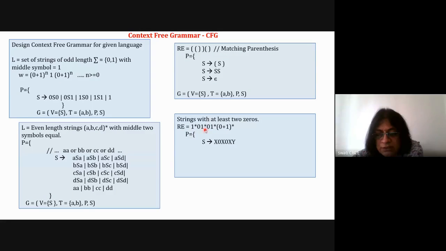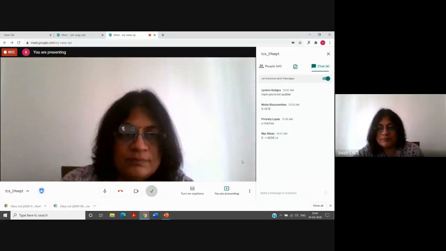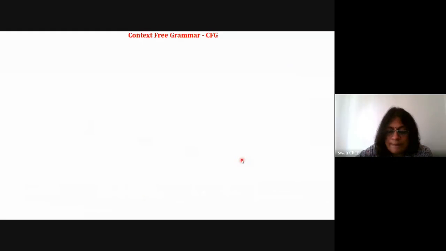So here at least two zeros are there, and it can generate more than two zeros also. So the expression will be like S will be X 0 X 0 X and Y. And now you write down here the value for X. So X will be 1X or epsilon, and Y will be either 0 or 1 Y. So this will be either 0 any number of times or either 1 any number of times, and then epsilon. Okay. So understood now? Next problem.